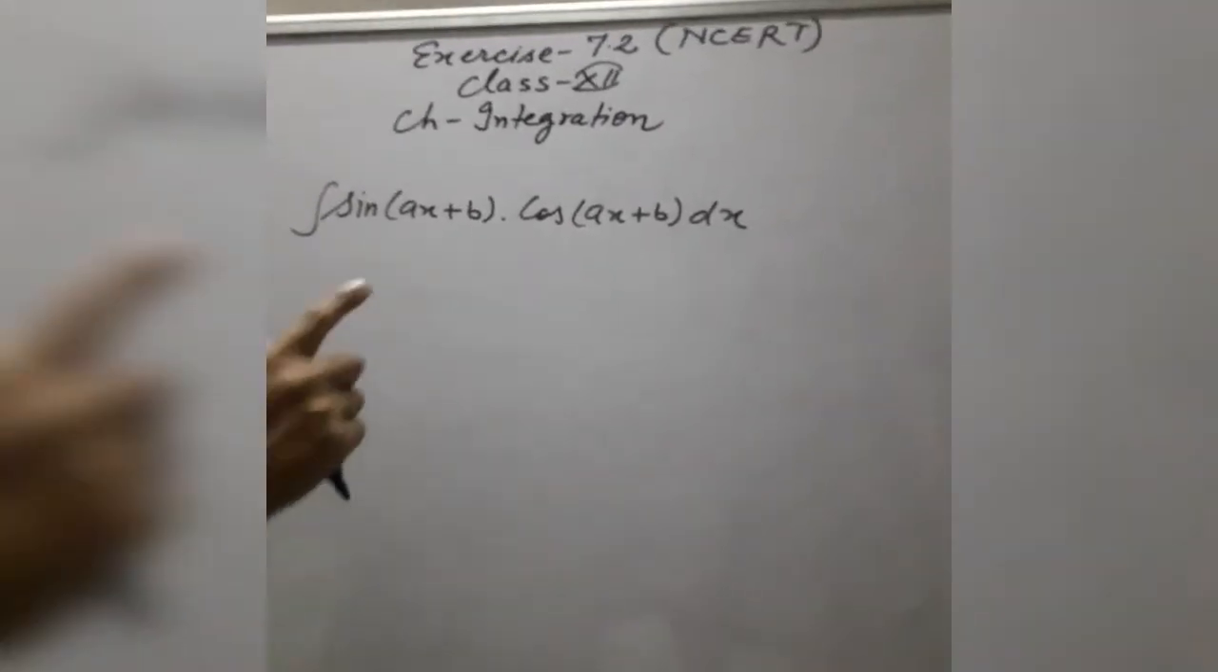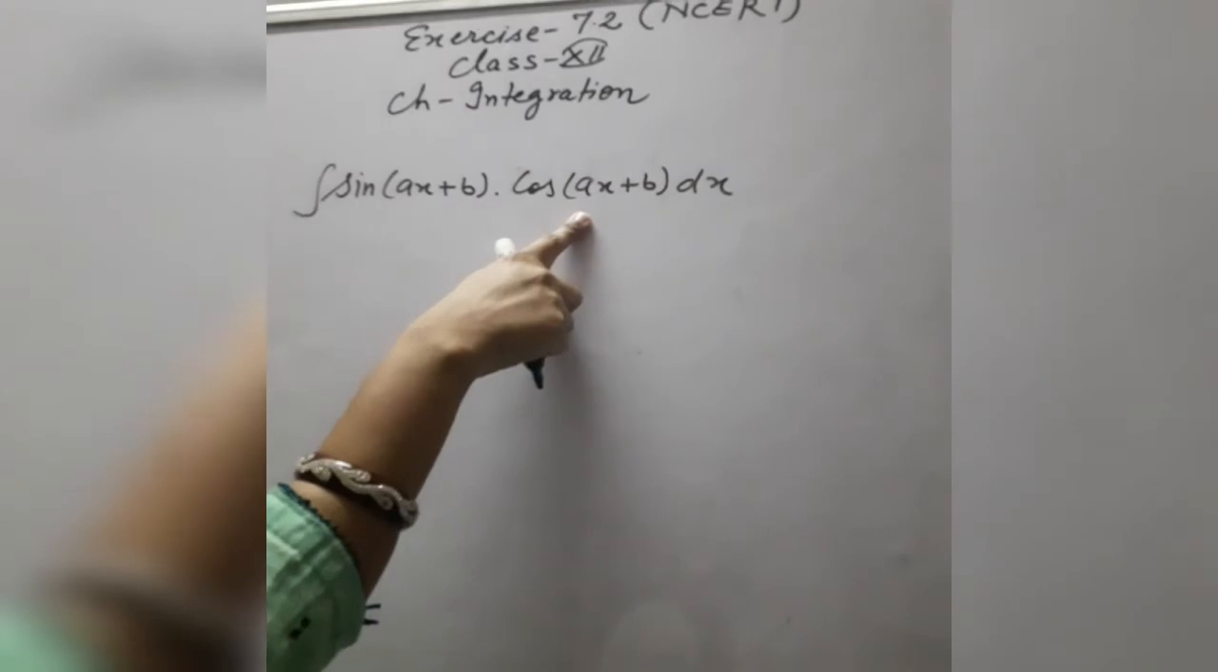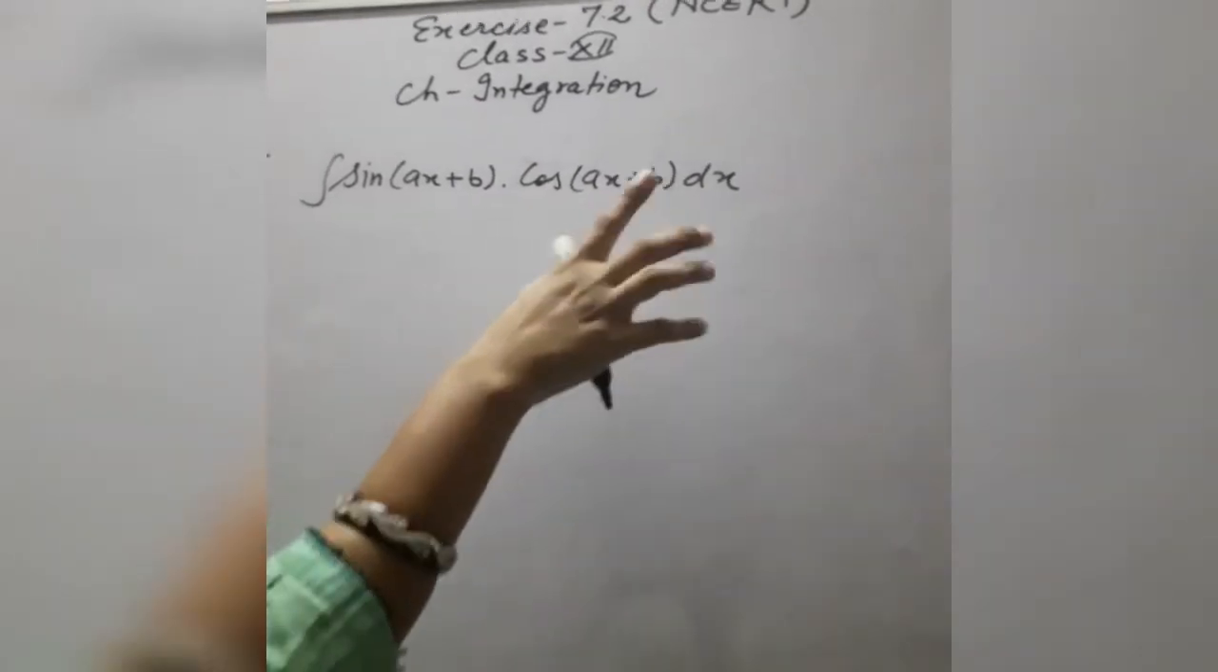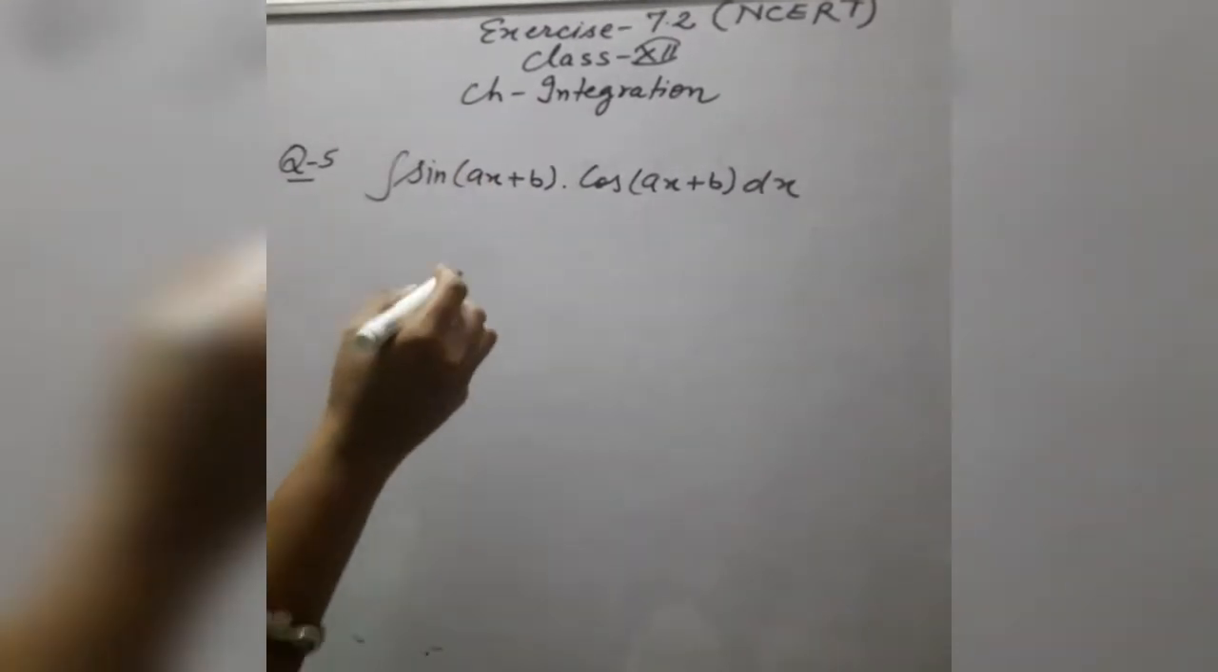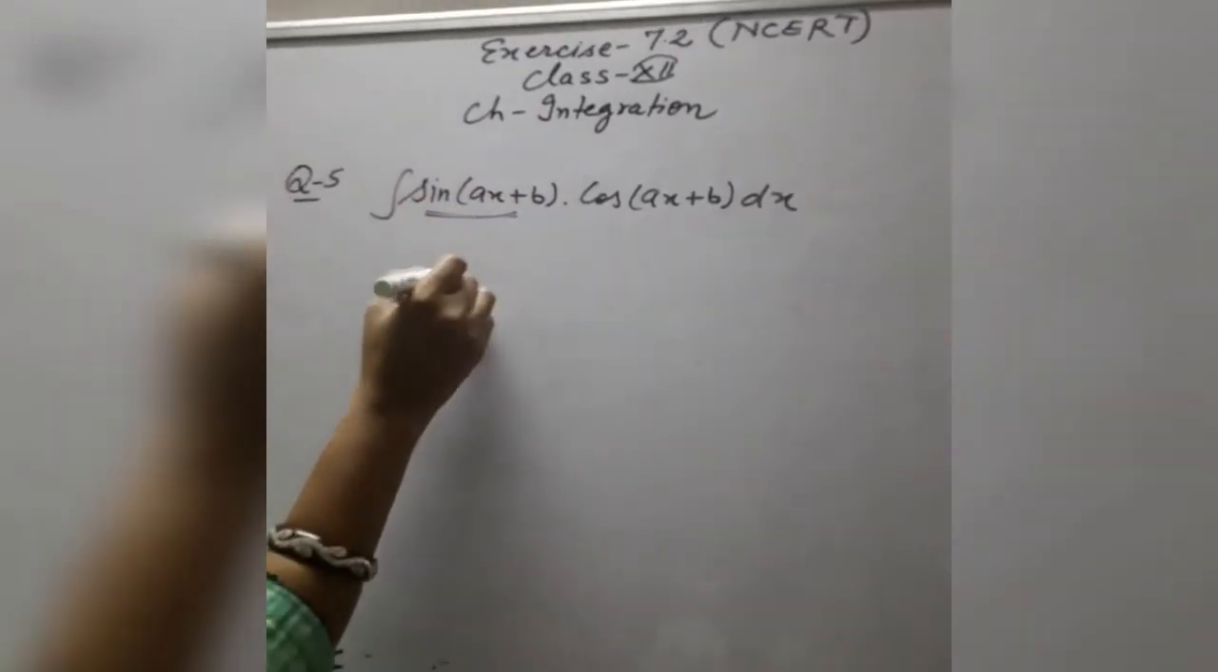And take care of one thing: the derivative of any function is always unique, but the integration of a function is not unique. Any function can have more than one integration value, just like in this case. If you put sin ax plus b is equal to t, you will get one answer. If you take cos ax plus b is equal to t, you will get another answer. So it depends upon you. I am taking sin ax plus b is equal to t.